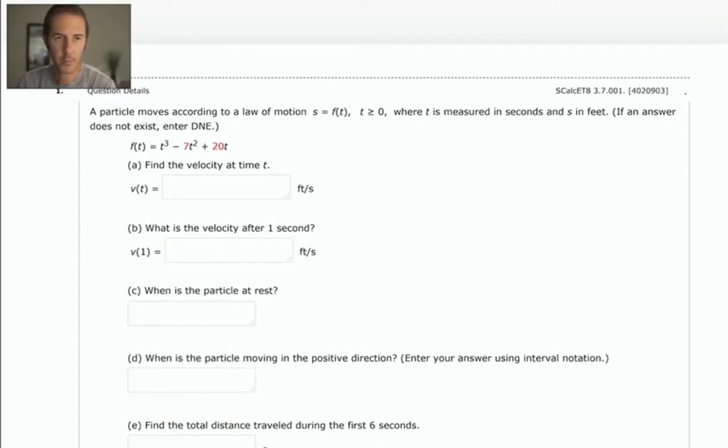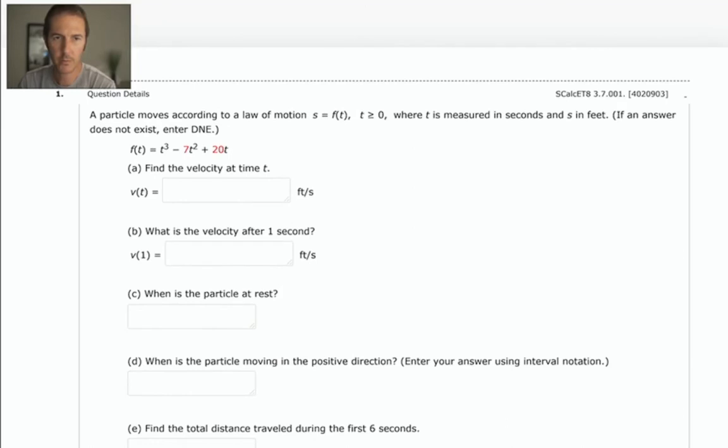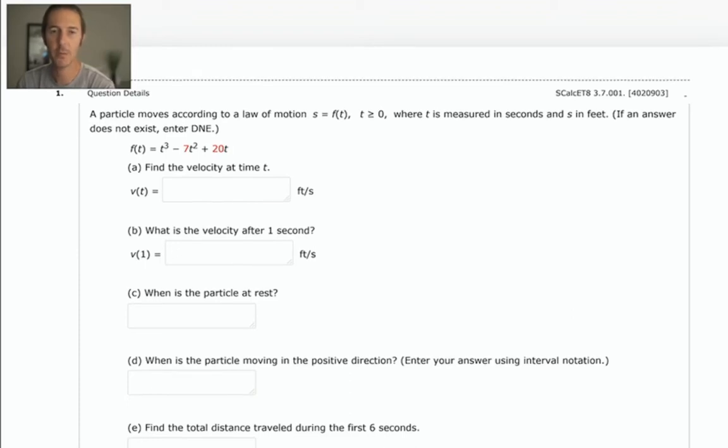So the first problem says that we've got a particle. It's moving according to the law of motion. So we have one of these s equals equations. It's a function of time. It says s equals f of t. Time is greater than or equal to 0, so we're not going to be going back in time in this problem, as much fun as that might be. t is measured in seconds, s is measured in feet, and remember that f of t, I don't know why they don't just call it s of t, but f of t is our position function.